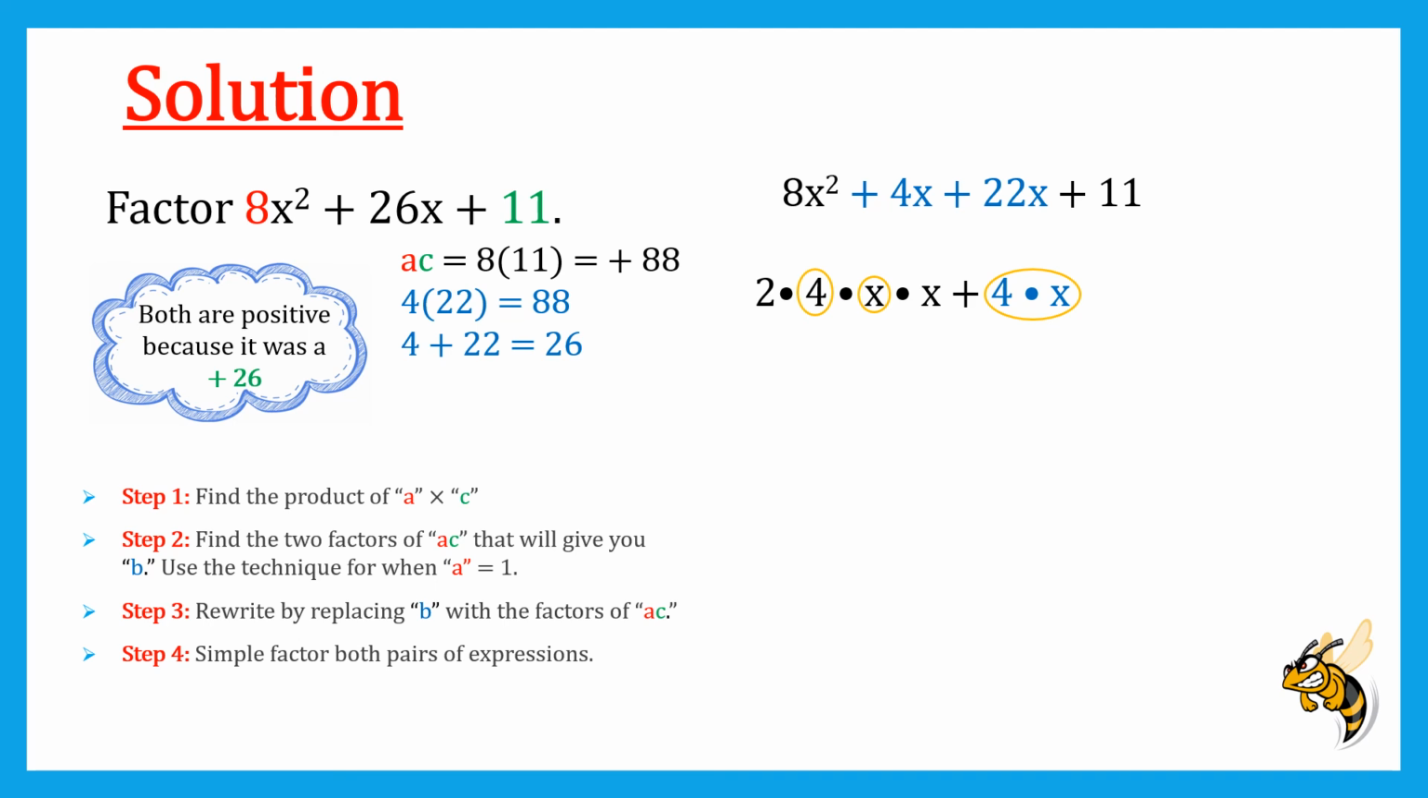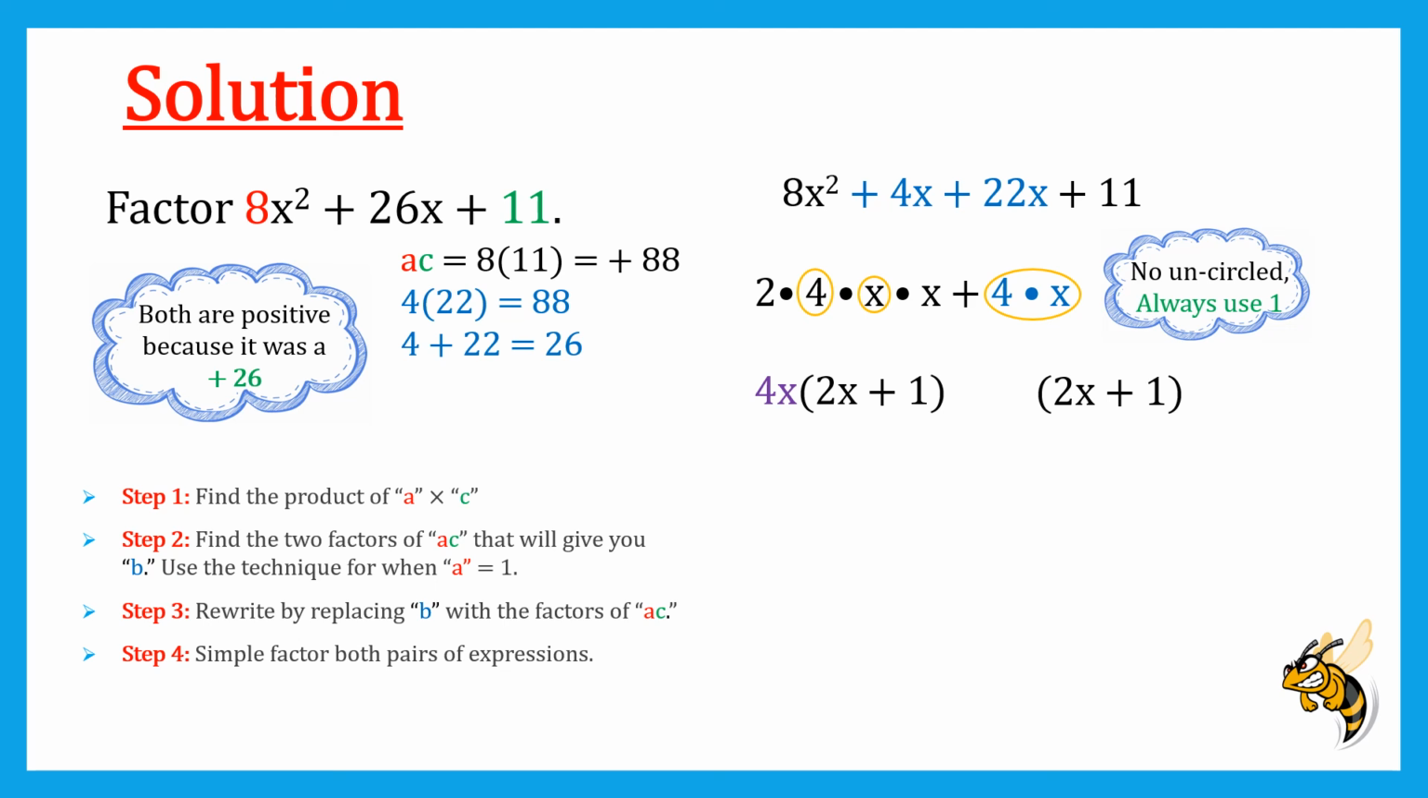So remember, the greatest common factor goes on the outside. Everything else stays on the inside. And if there's nothing left uncircled, we need to use a 1. So it's going to be 4x, open parentheses, 2x plus 1. And if you distribute it, it will be 4x times 2x, so it's 8x squared, and 4x times 1 is 4x. Remember, both parentheses are going to be exactly the same.